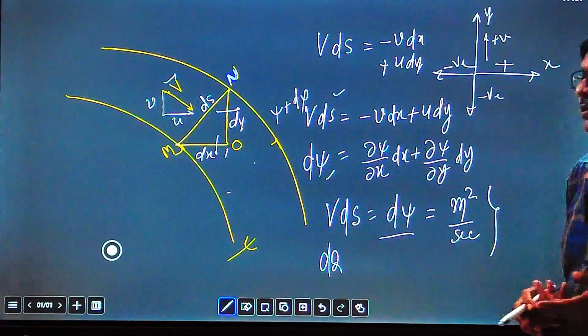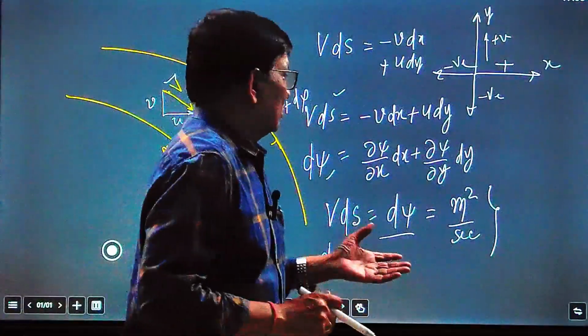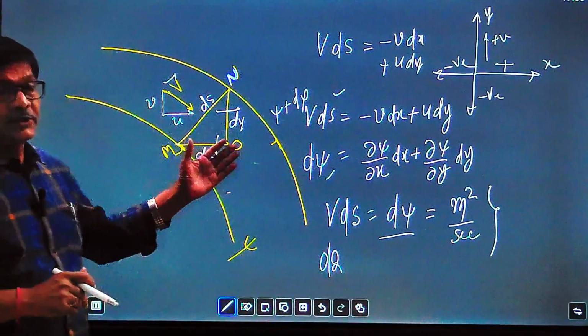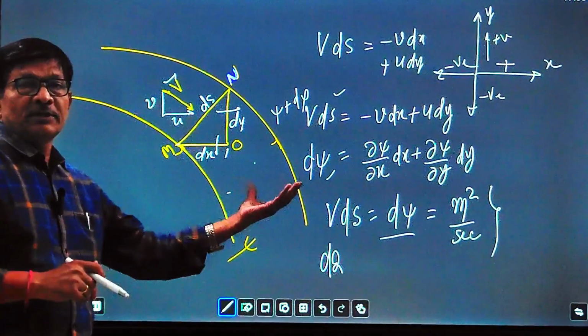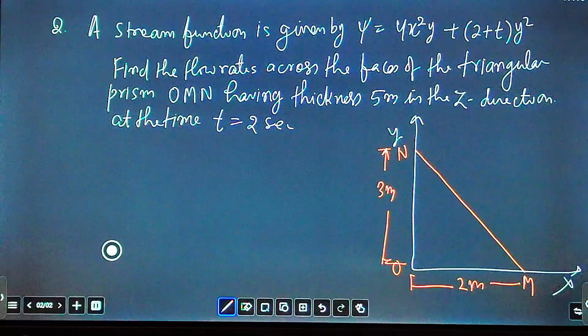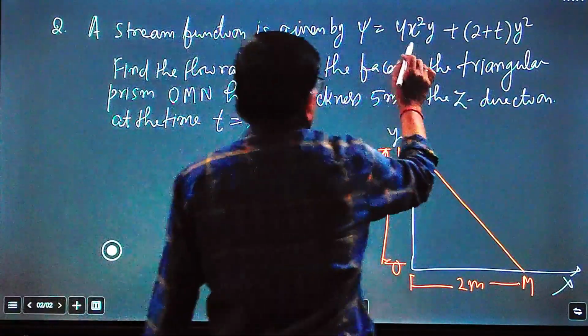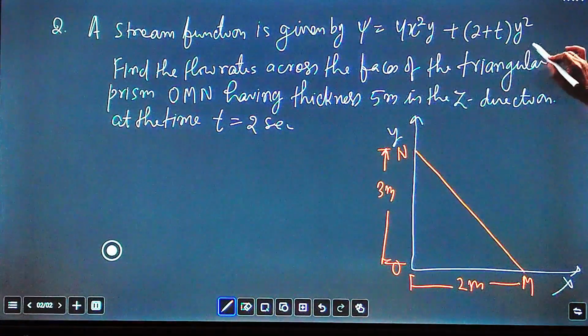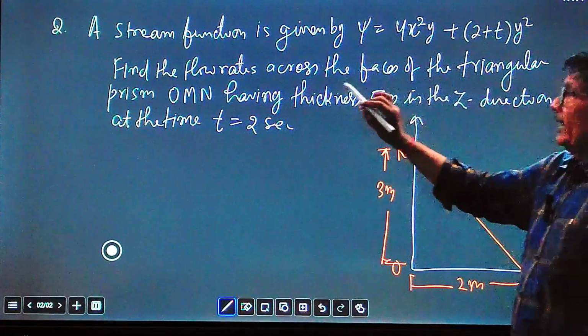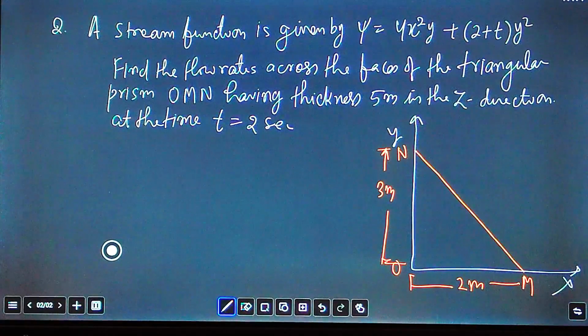So let us take an example so that this concept will be very clear to you, and let us solve one question to justify the physical significance of psi and of d psi between two streamlines. So let us now start the question. A stream function is given by the equation psi equal to 4x square y plus 2 plus t in brackets and y square. Find the flow rates across the faces of the triangular prism OMN having thickness 5 meter in z direction at time t equal to 2 seconds.